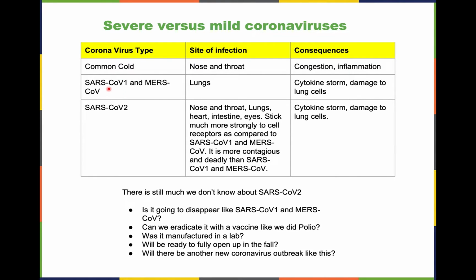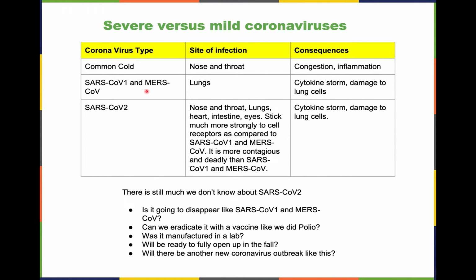SARS-CoV-1, which was responsible for the SARS outbreak, and MERS-CoV, which was responsible for the outbreak in the Middle East, their primary site of infection is the lungs. It's the lower respiratory tract, and they cause your body to strongly react with producing what's called cytokines. Cytokines are molecules that really kickstart and cause your immune system to overreact, and it causes damage to lung cells.